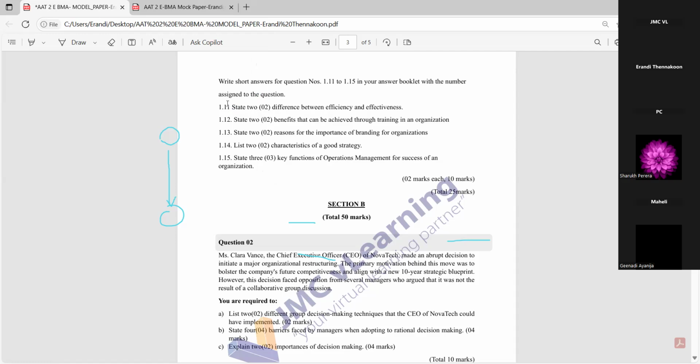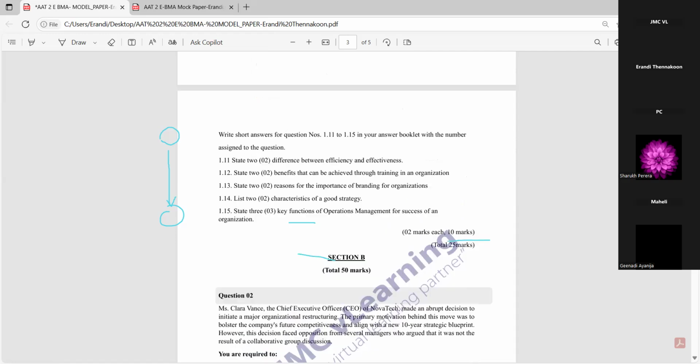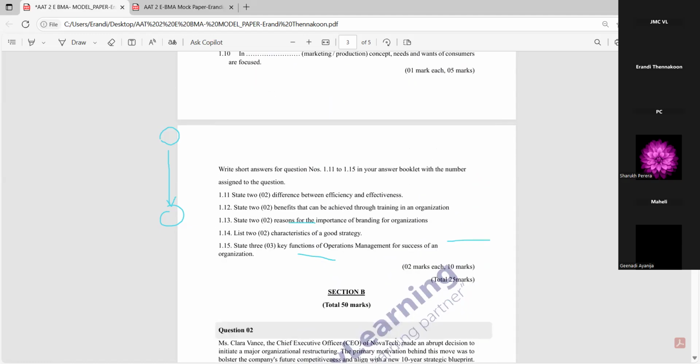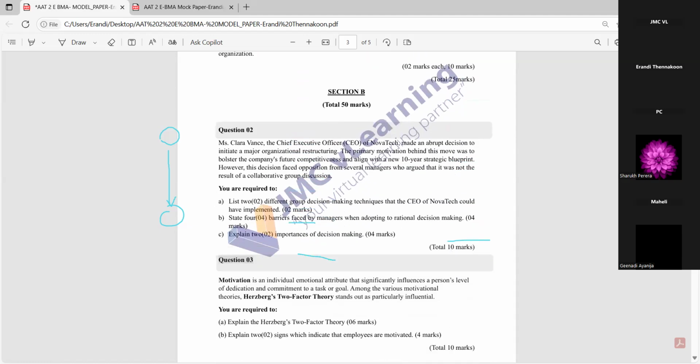We should focus on how we are going to manage our time, right? To get the first 25 marks it is very easy, right? You can quickly answer them. See, so you have to manage your time.